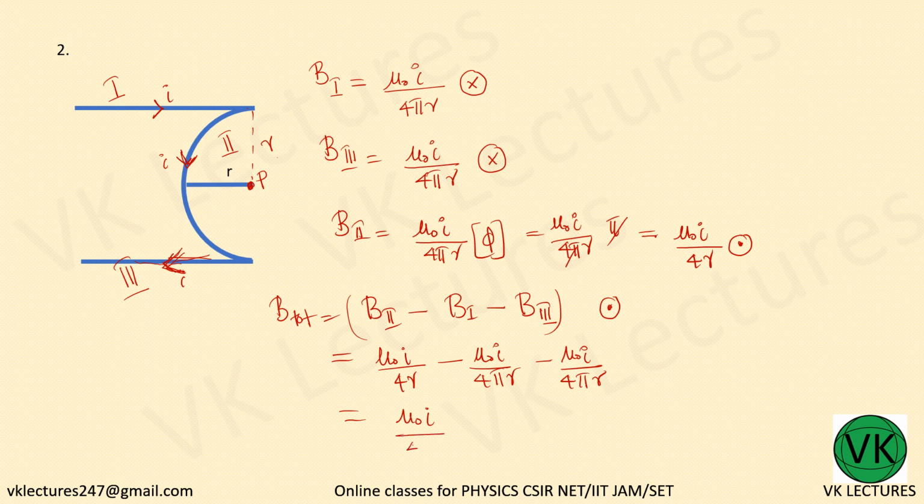divided by 4 pi r can be taken outside. 4 pi r, here there is no pi, so we need to multiply by pi. So pi minus here 1, here 1, that is equal to mu 0 I divided by 4 pi r into pi minus 2, which is the direction, outward direction. So this is the total magnetic field due to these current carrying conductors. Okay, so what we are doing is just taking different parts separately and taking the sum.